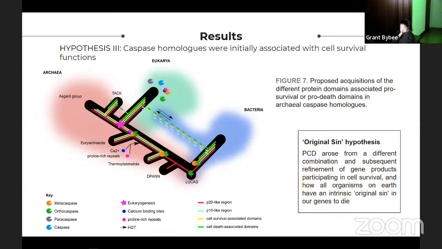And what's really interesting about this evolutionary history is that this actually supports one of the hypotheses of the origin of PCD, called the original sin hypothesis by Ameisen. Some of the questions in this field are frequently answered in a philosophical nature, and a philosopher called Jean-Claude Ameisen suggested PCD arose from a different combination and subsequent refinement of gene products participating in cell survival, and how all organisms on Earth have an intrinsic original sin in our genes to die.